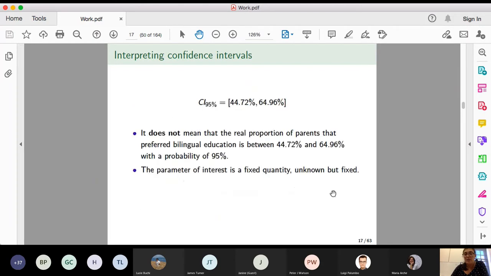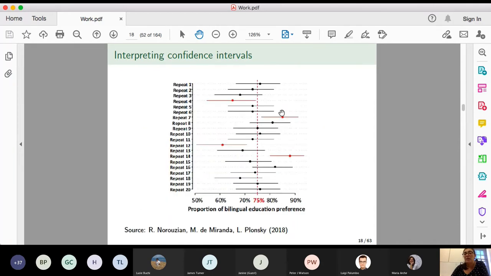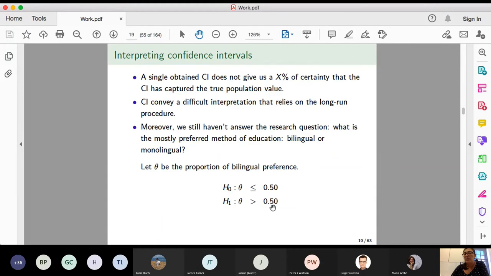But if you look at the confidence interval that we got, it goes from more or less 45% to 65%, and 50% is there, and therefore we cannot reject the null hypothesis. We cannot say that the proportion is greater than 50%, in which case most of the parents prefer bilingual education. We cannot say either that most of the parents prefer the monolingual education. So our research question is not answered with this data. The data does not provide strong evidence to favor one of these hypotheses against the other one.